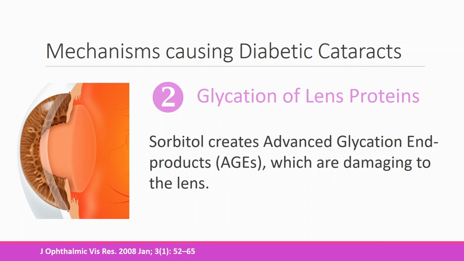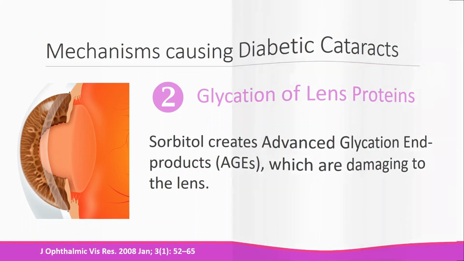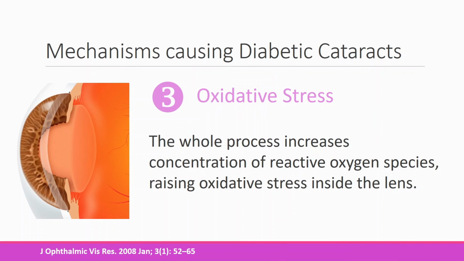Second, non-enzymatic glycation of the lens proteins. Sorbitol causes glycation of nitrogen in proteins. This produces something called advanced glycation end products or AGE, which are damaging to the lens through various mechanisms. Third, oxidative stress. This polyol pathway increases the concentration of reactive oxygen species which cause a lot of oxidative damage.